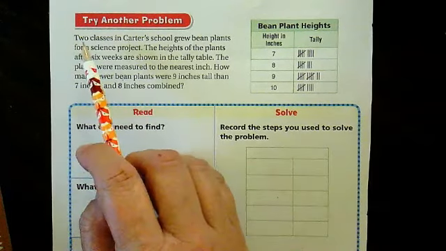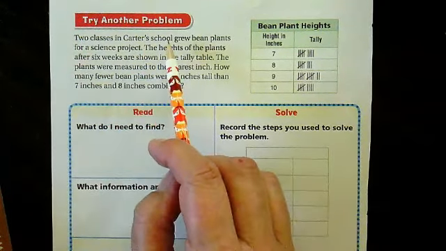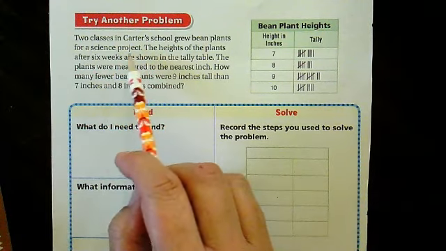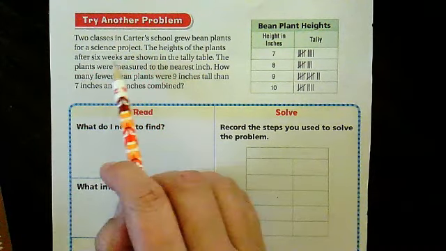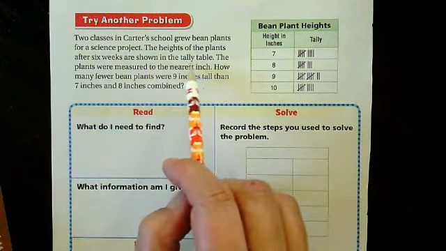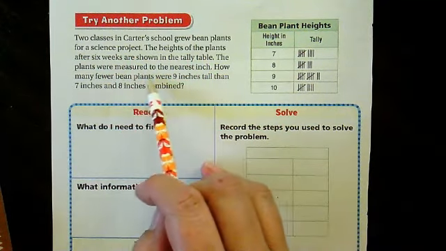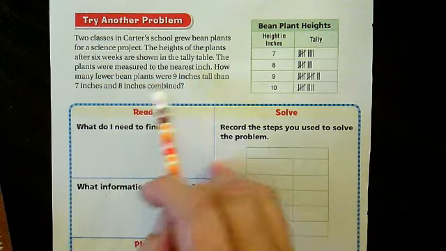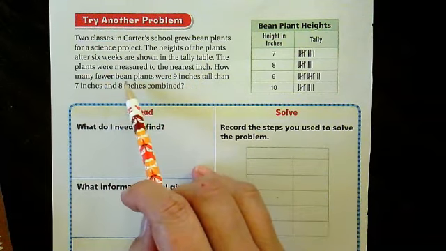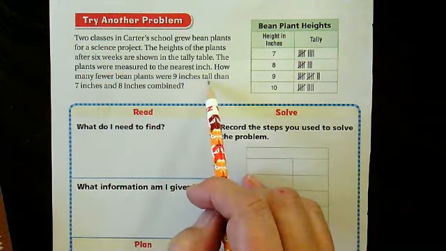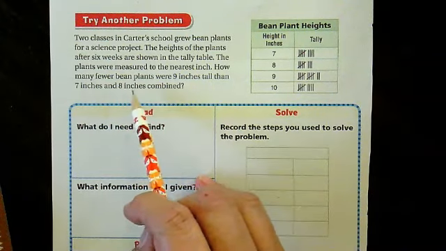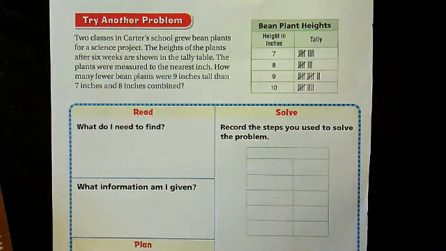So here we go. 2 classes in Carter's school grew bean plants for a science project. The heights of the plants after 6 weeks are shown in the tally table. The plants were measured to the nearest inch. How many fewer bean plants were 9 inches tall than 7 inches and 8 inches combined?